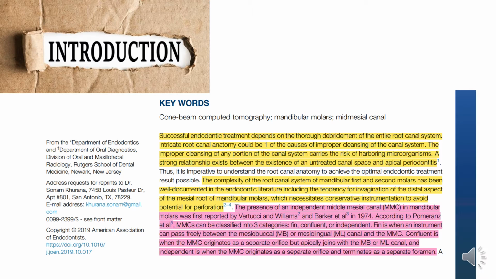Successful endodontic treatment depends on the full debridement of the entire root canal system. Complex root canal anatomy could be one of the causes of improper cleaning of the canal system, which may carry the risk of harboring microorganisms. Many studies have investigated the complexity of the root canal system of mandibular first and second molars.